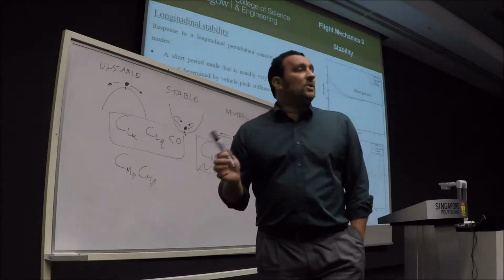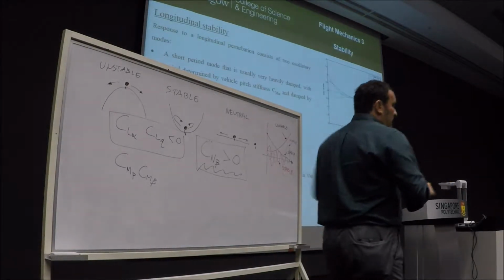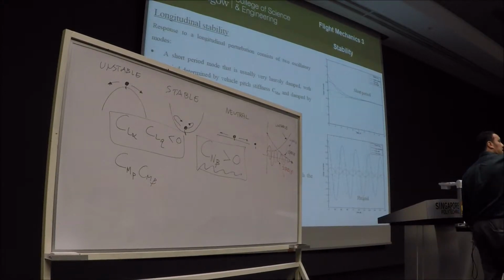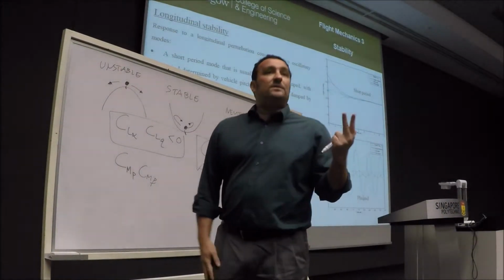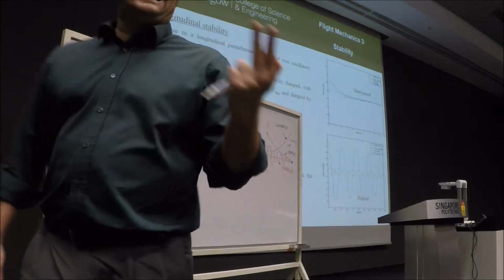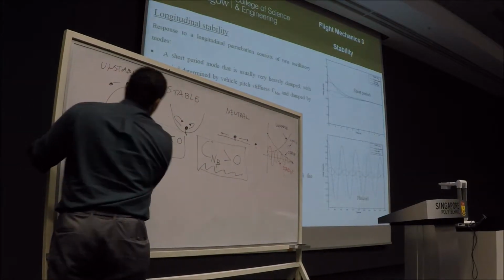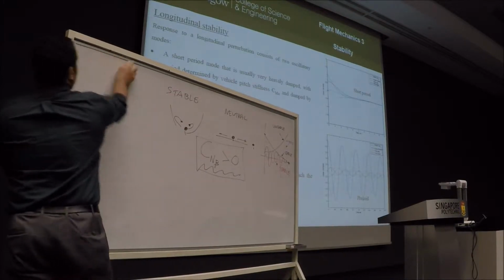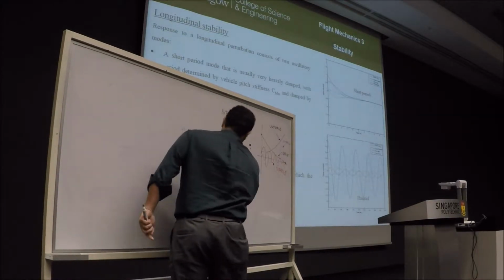So in the case of longitudinal stability, which is what happens to the aircraft when it is moving in this direction and it experiences a change in pitch altitude, pitch angle, there are two responses that the aircraft can have. One is the short period motion, and the other is the phugoid.